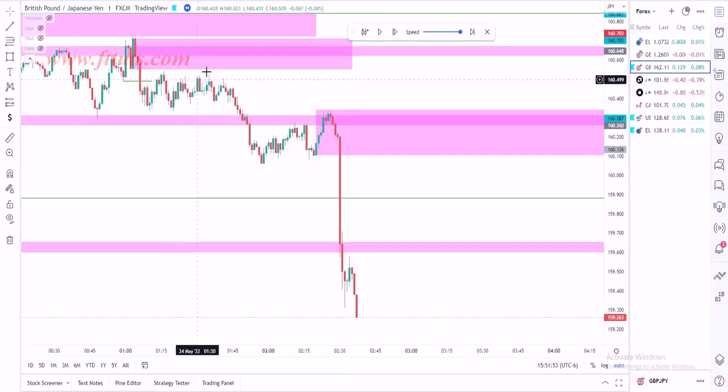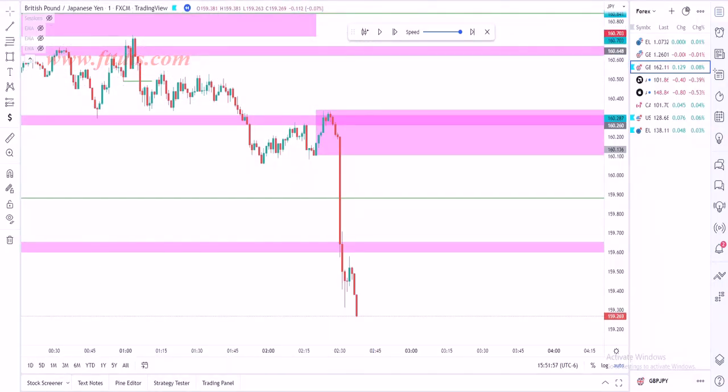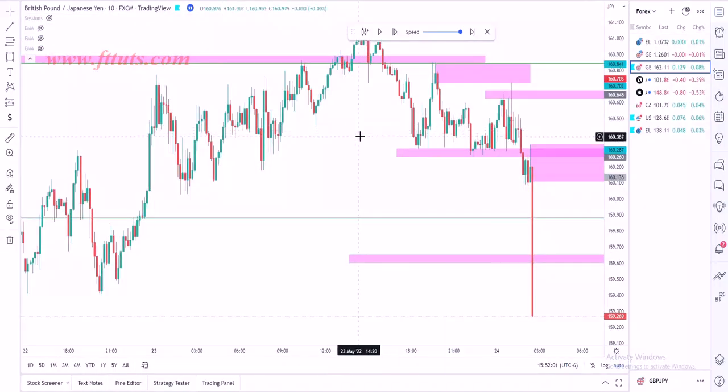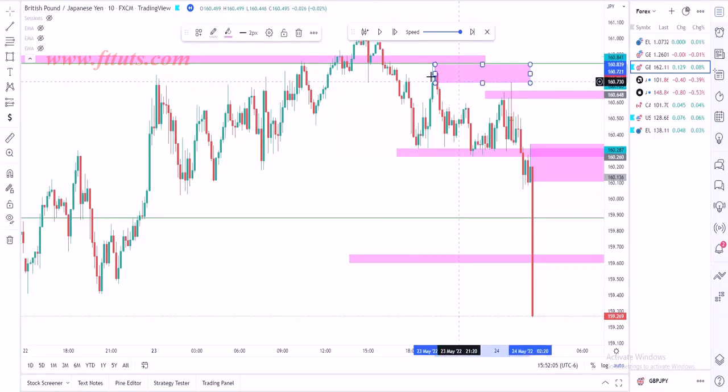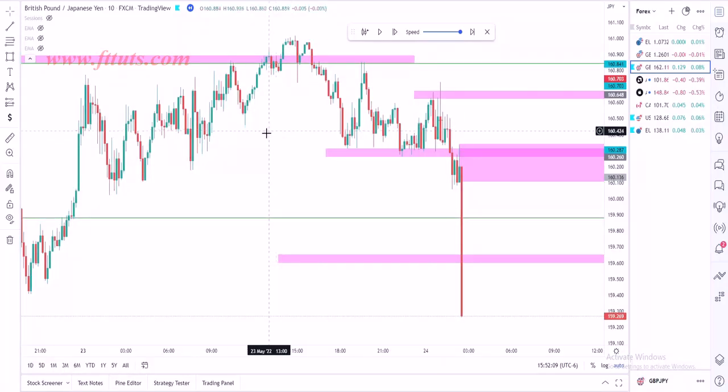Okay, and it never came back and tapped our 1 minute refined order block. And that's perfectly fine. Perfectly fine. Every opportunity is an opportunity to learn something, to save capital. No need to force things. Okay.